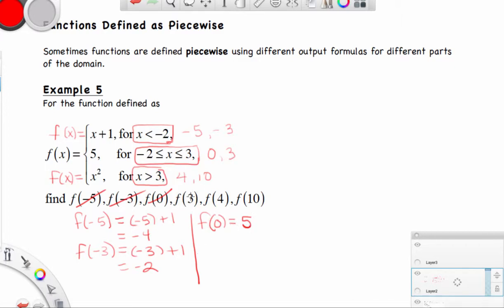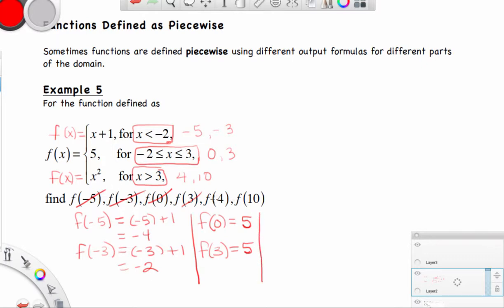And the same thing is going to happen to this 3. When I try to plug in a 3, I don't really have a spot for it, so I'm just going to bring down what was already there. So there's nothing to calculate out because I don't have a place to plug in my x.